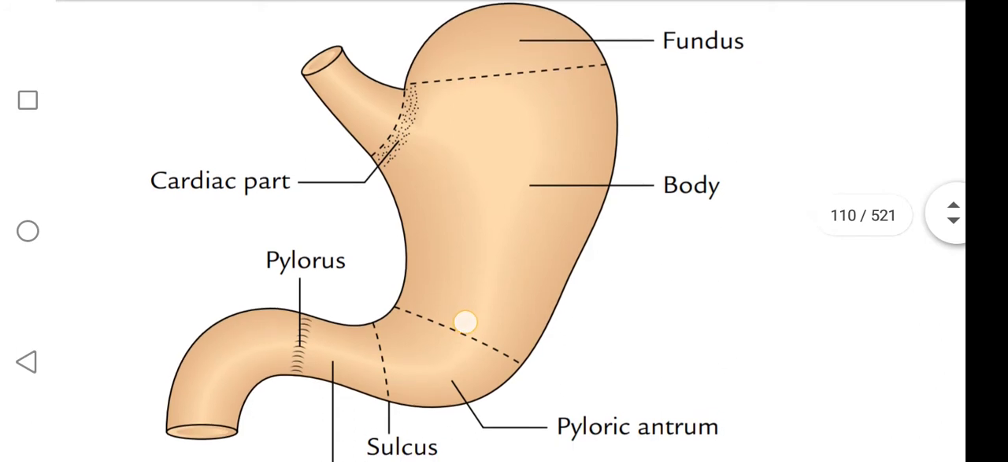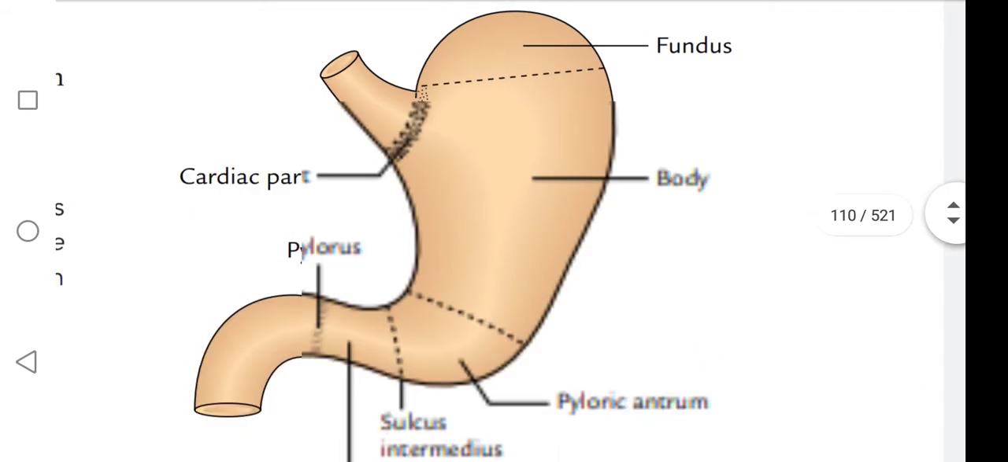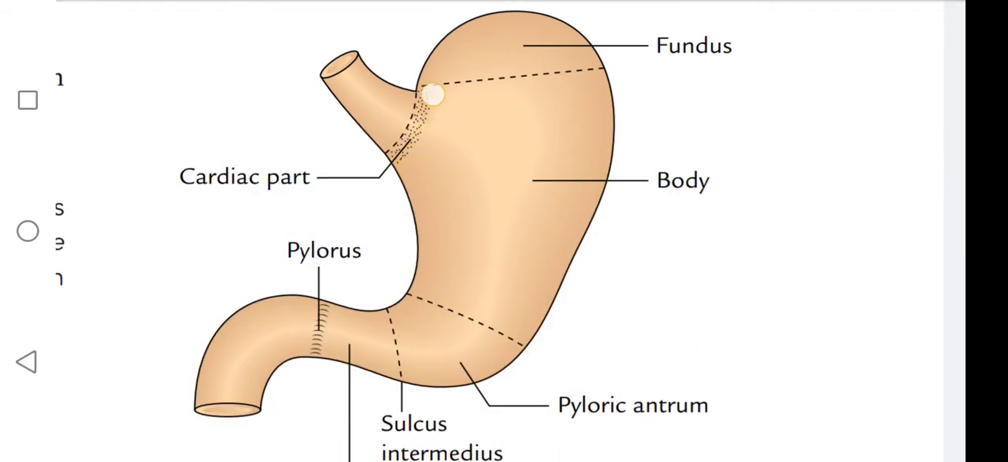This figure shows the four parts of the stomach. What are the four parts? This is the cardiac part, fundus, this is the body, and this is the pyloric part. These are the general four parts, but histologically the stomach is divided into three parts: the cardiac part, fundus and body forming only one histological part, and the pyloric part. Guys, clear? In the next video we are going to learn about the interior of the stomach.